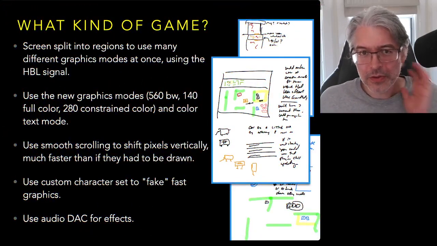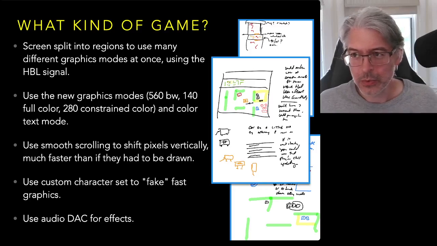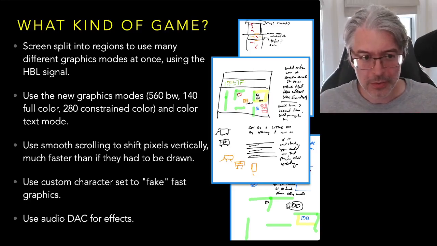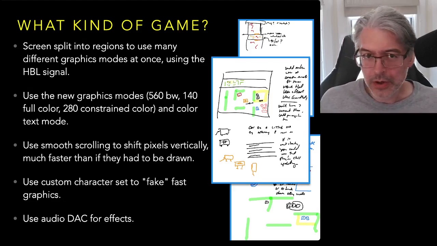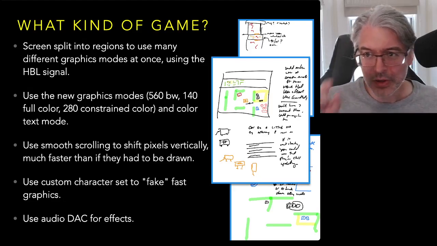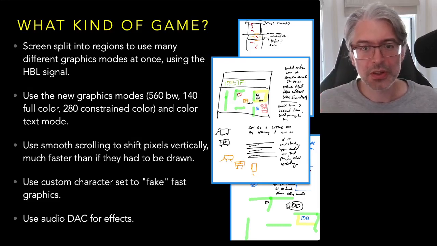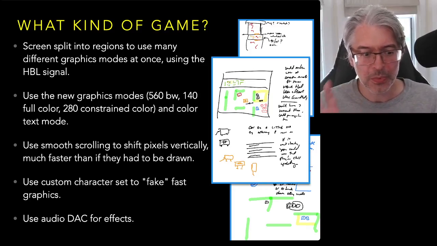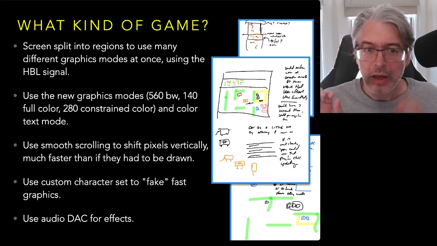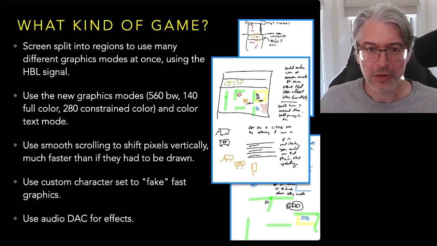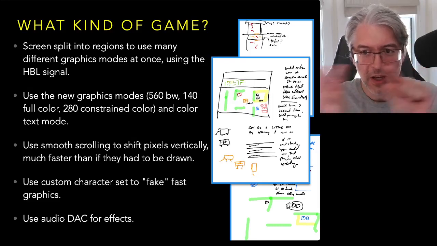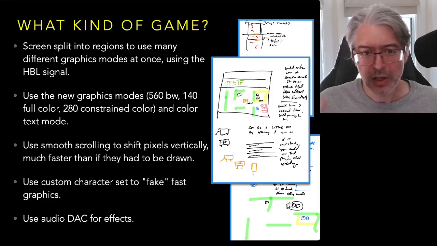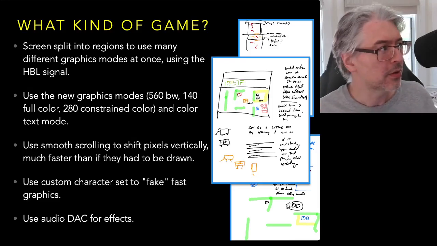Okay, so first step: what kind of game would actually make use of the things that I have available? What I want is to demo the tech. What ended up working is something that would split the screen into regions, so that I could use multiple graphics modes at once. I'll talk about how the screen splitting works. One mode would be in a band near the top, the next mode would be another band a little bit lower, and so forth. That would allow me to use all these new graphics modes.